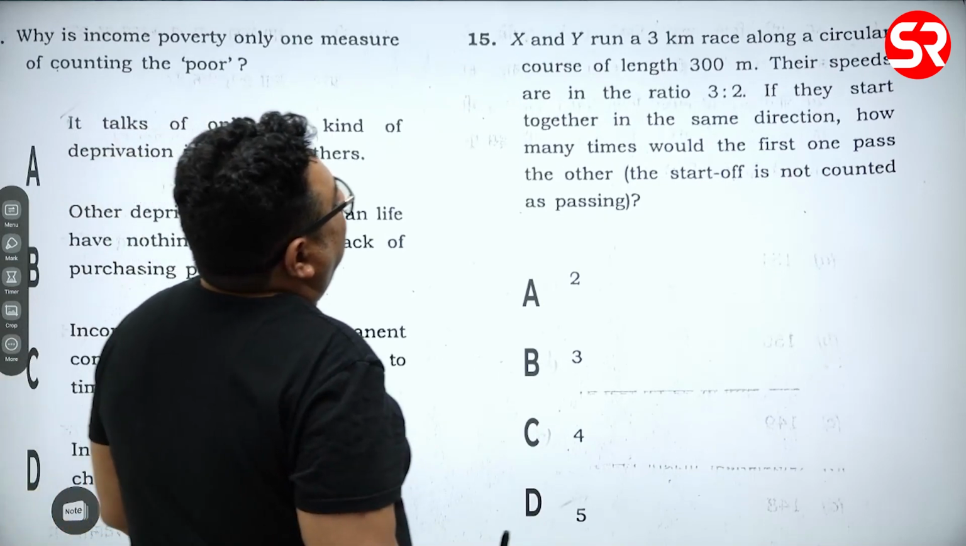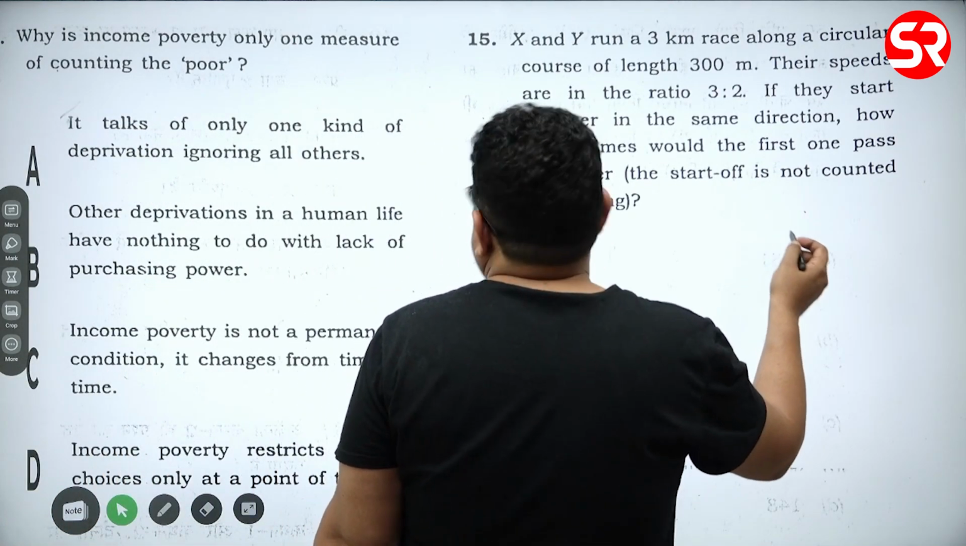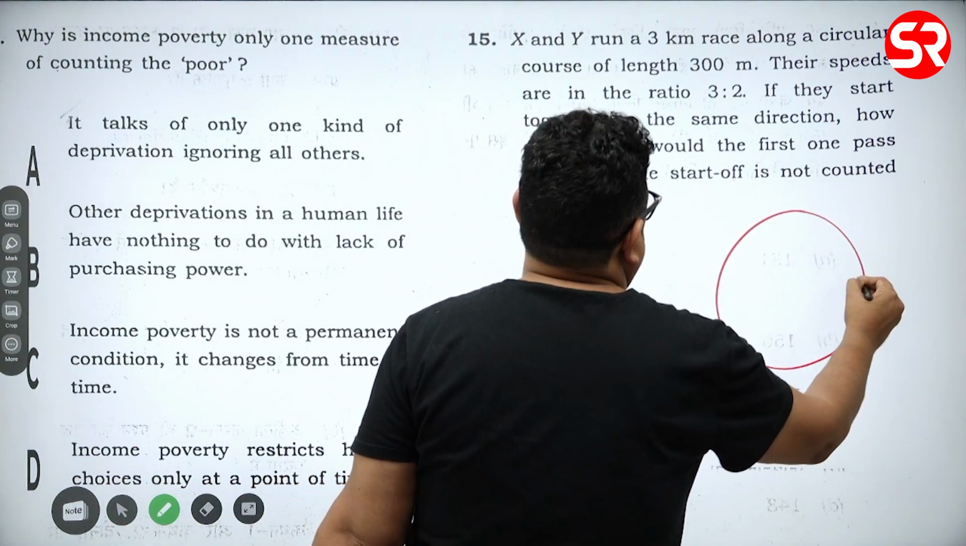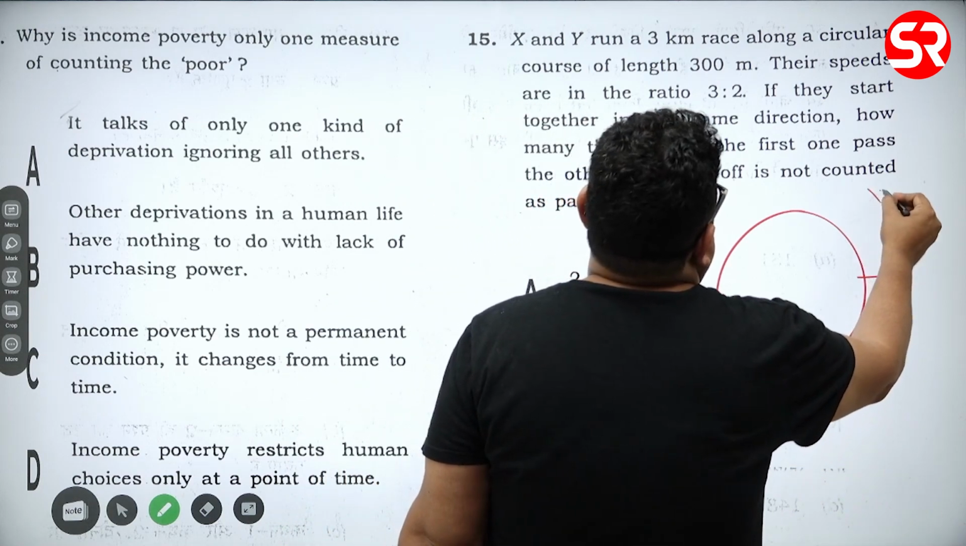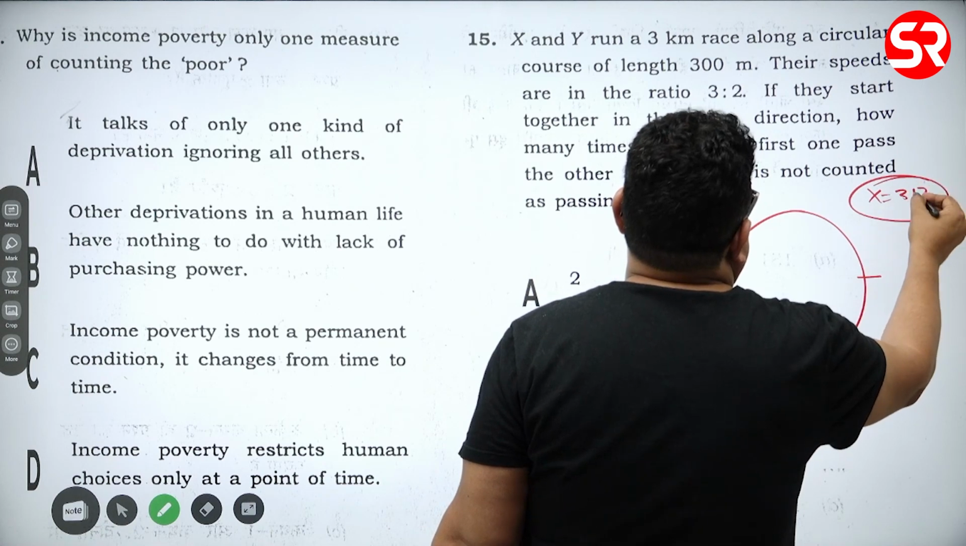So he says X and Y run a 3-kilometer race along a circular course of length 300 meters. X and Y, the ratio of their speed is 3:2.